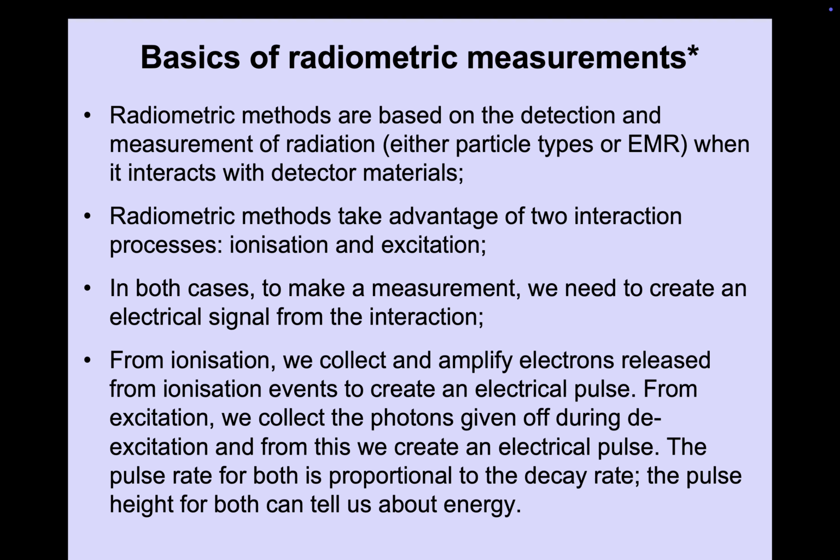Now, for situations where we're detecting ionization, what we're going to be doing there is collecting and amplifying electrons that are released from the ionization events, and then that will allow us to create an electrical pulse. Then with excitation, now we're collecting the photons that are being given off during the de-excitation process that has happened after the excitation. And again, from this, we're going to create an electrical pulse.